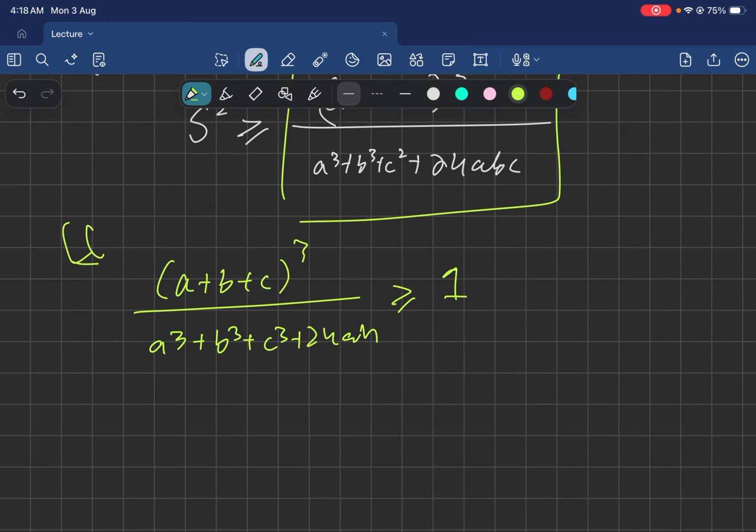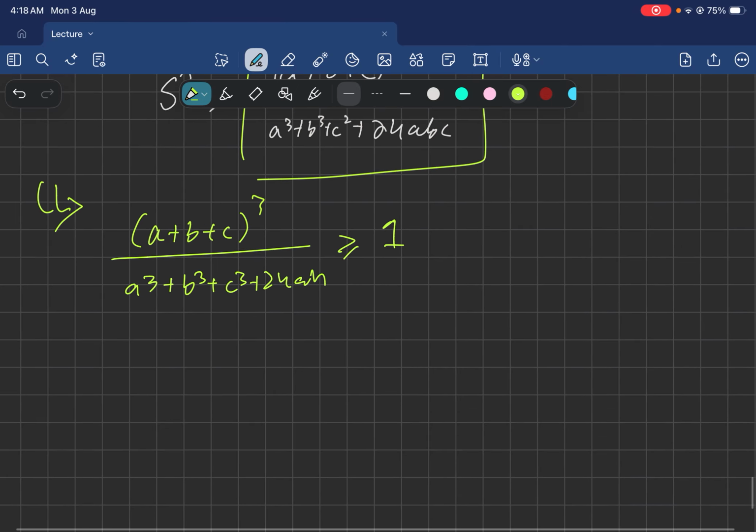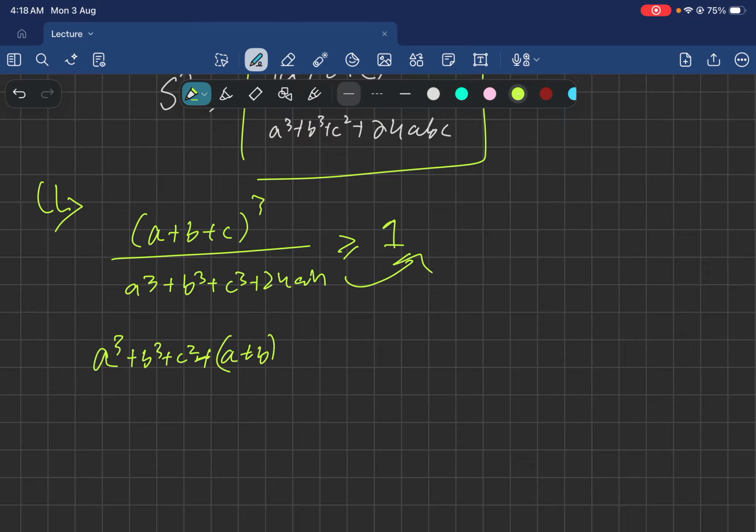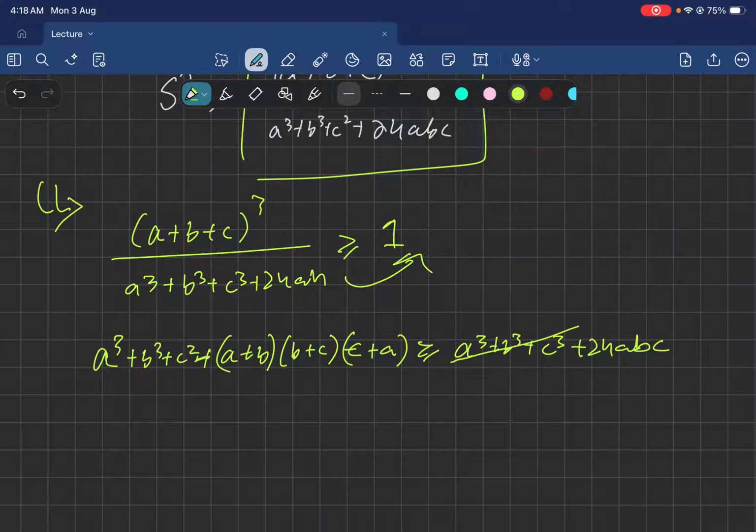If we can prove that this is greater than 1, we haven't proved this for a second, we haven't proved this yet. We are just taking this as an assumption and going on. So if we bring it here, we'll get something like a cube plus b cube plus c cube plus, as I told you, 3 times a plus b, b plus c, and c plus a, right? And then this will be greater than a cube plus b cube plus c cube plus 24abc.